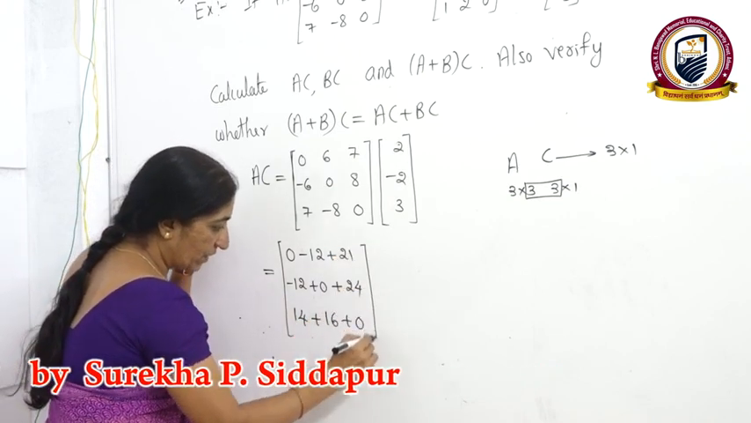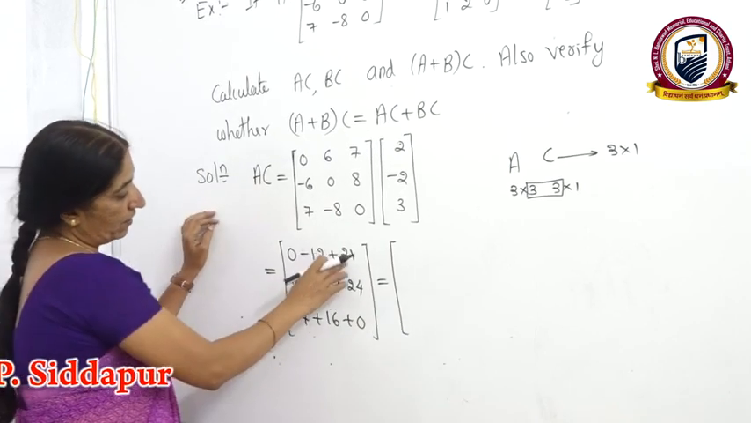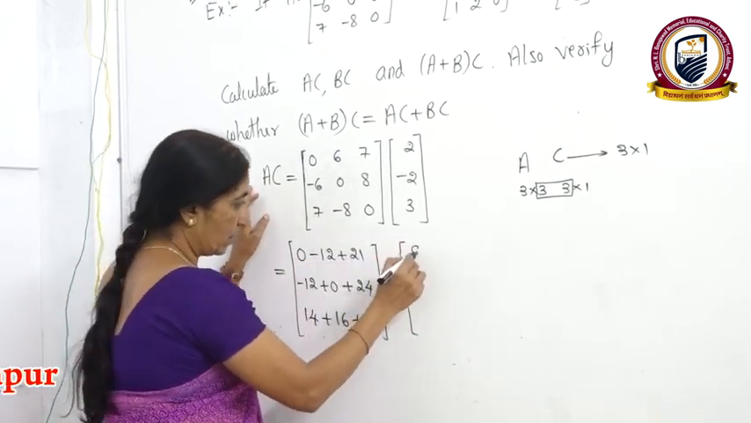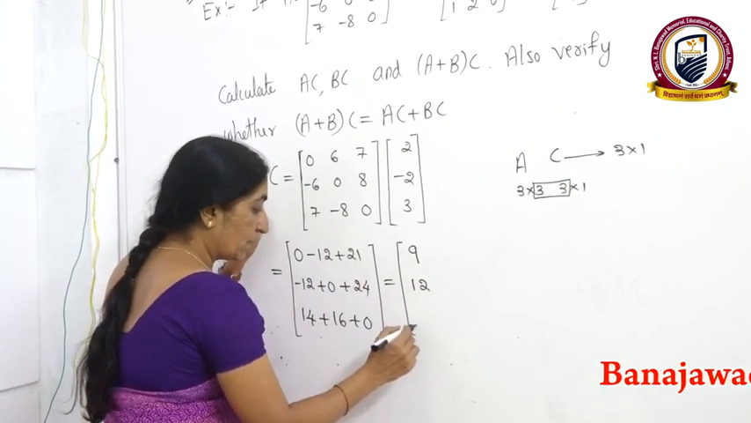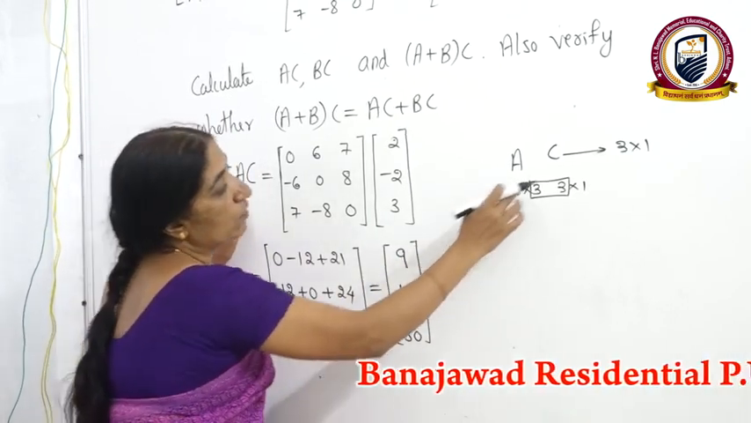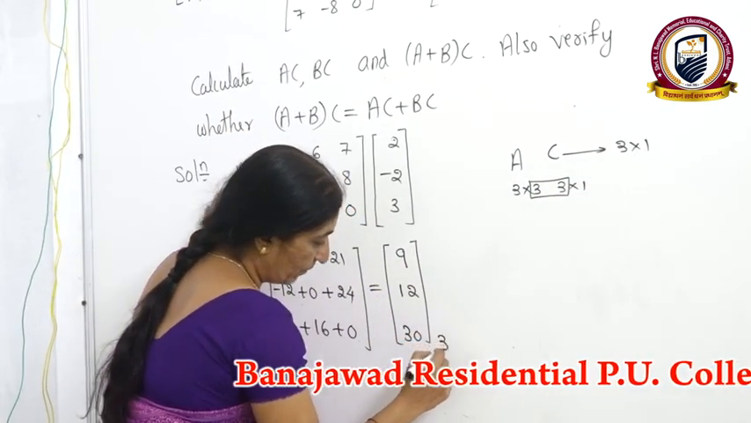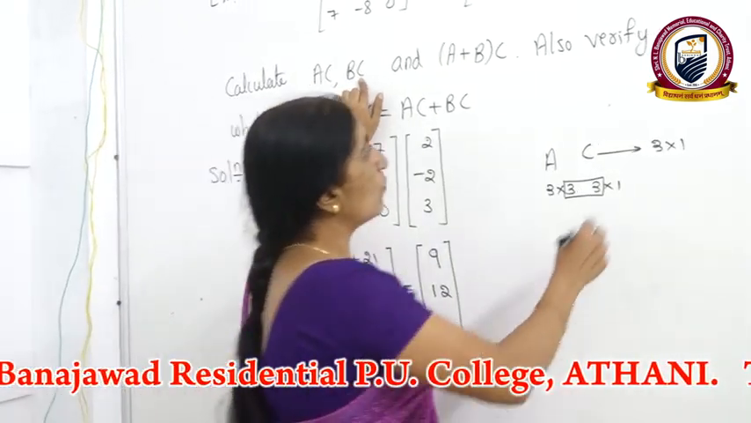Then simplify this. So it is 21 and this is 12. This is 9. Minus 12 plus 24, 12. And this one is 30. This completes what? And see that its order is what? 3 by 1. And what does it complete? It completes AC. Then we are moving to BC.